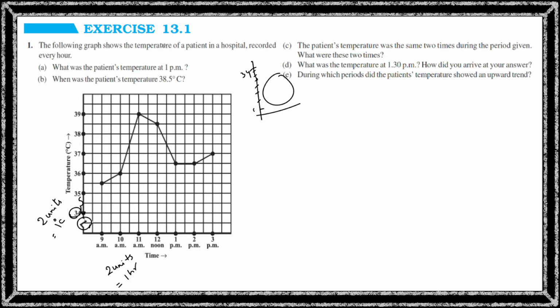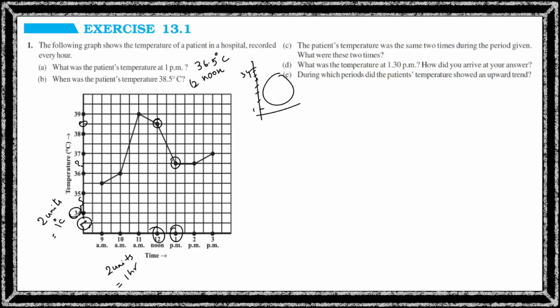Now let's look at the questions they are asking. What was the patient's temperature at 1 p.m.? So here you can see from the graph that at 1 p.m., this is 1 p.m., right? You will see that the temperature is this particular point, and this is exactly the midpoint of 36 and 37. So the answer is going to be 36.5 degrees centigrade, right? So that is your answer. Next question, when was the patient's temperature 38.5? Now you can see that 38.5 is this particular point over here. So the corresponding time you can see is 12 noon.